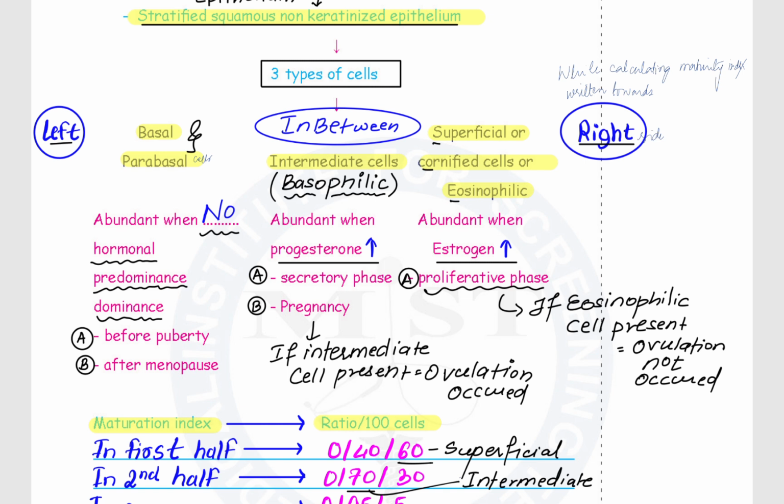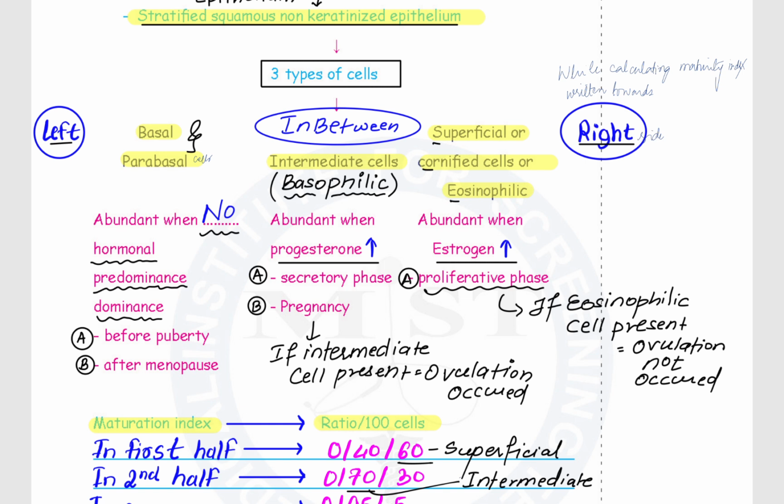Now when we have abundant progesterone, which will happen during secretory phase and during pregnancy, because pregnancy, if you remember, is a progestational hormone, during this we'll have basophilic cells more. Superficial cornified or eosinophilic cells will be more when you have abundant estrogen, which will be in case of proliferative phase.